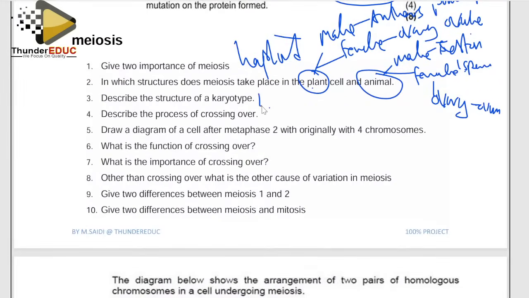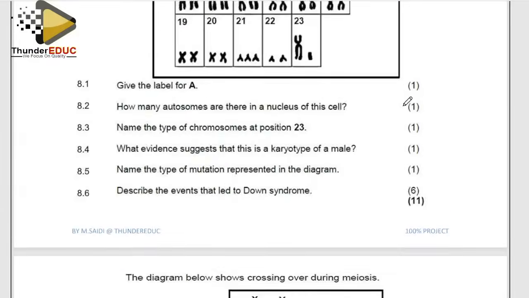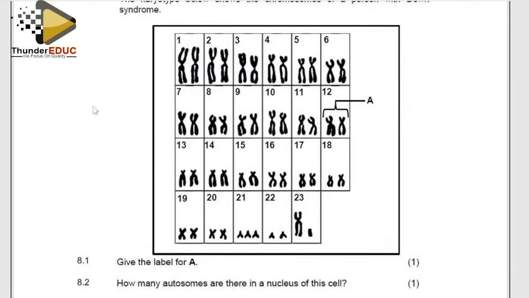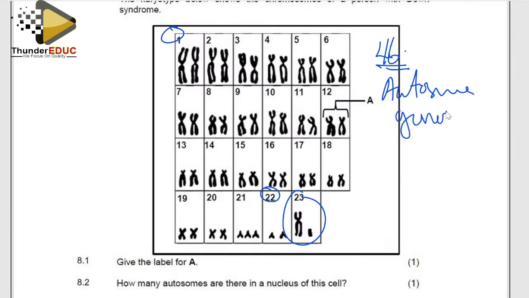Describe the structure of a karyotype. How am I going to describe the structure of a karyotype? So basically, you describe something like this. A karyotype is made up of 46 chromosomes, a human karyotype. From chromosome number 1 to chromosome number 22, those pairs, we call them autosomes. The 23rd pair, we call it gonosome.